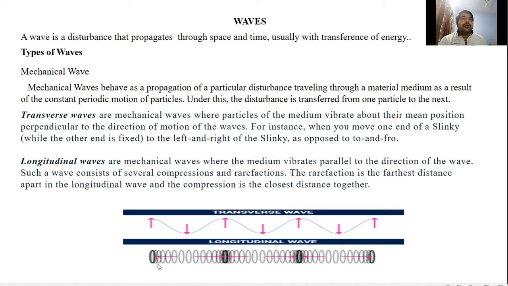Such a wave consists of several compressions and rarefactions. The rarefaction is the farthest distance apart in the longitudinal wave, and compression is the closest distance together. Or simply we can say that in the transverse wave, the particle vibrates perpendicular to the direction of propagation of waves, while in longitudinal waves, the particle vibrates along the direction of propagation of waves. So here the particle undergoes back and forth motion in longitudinal waves.